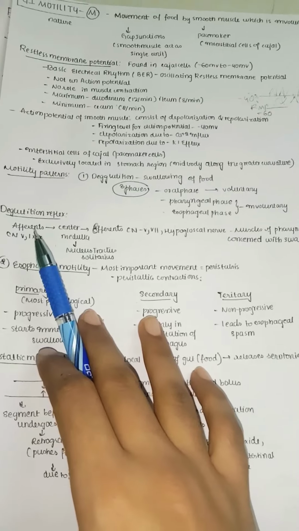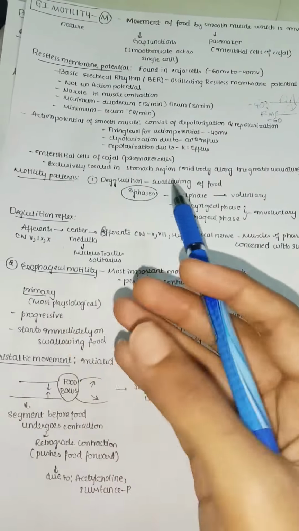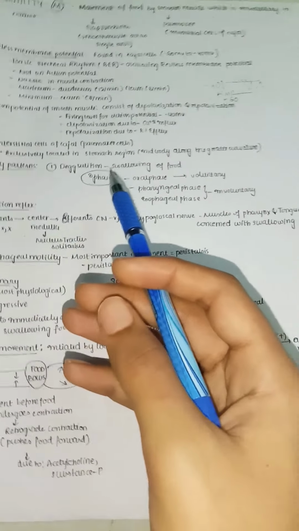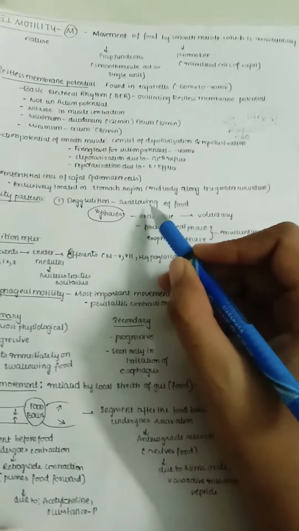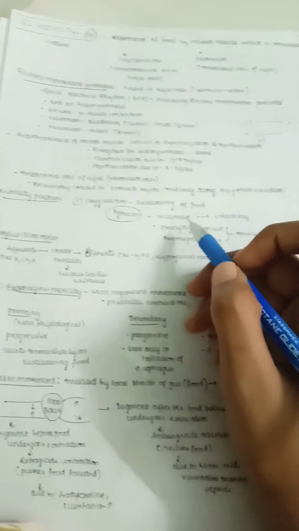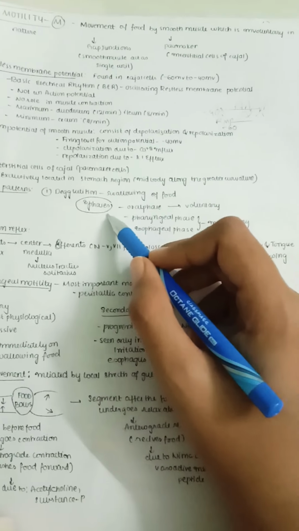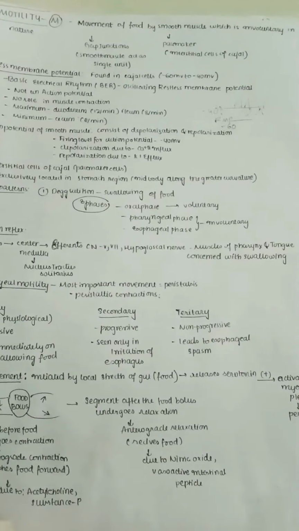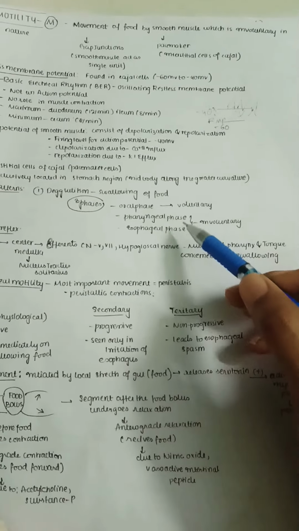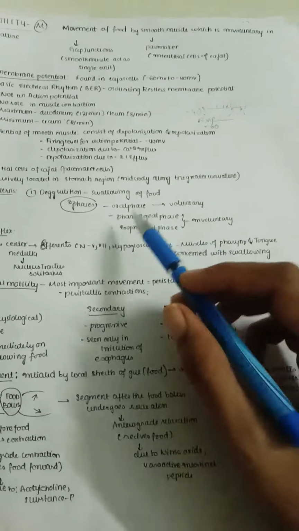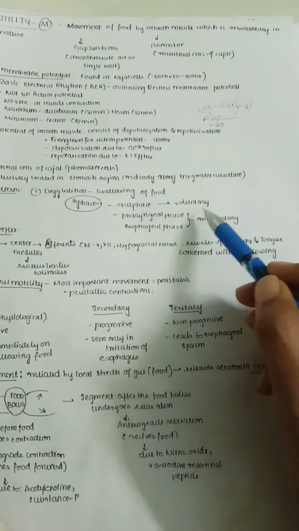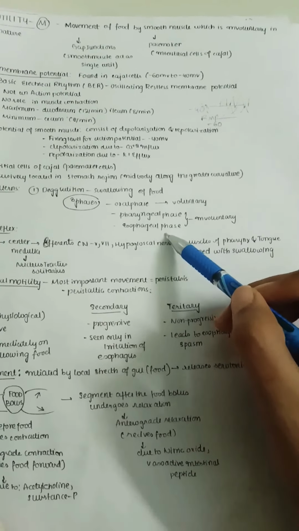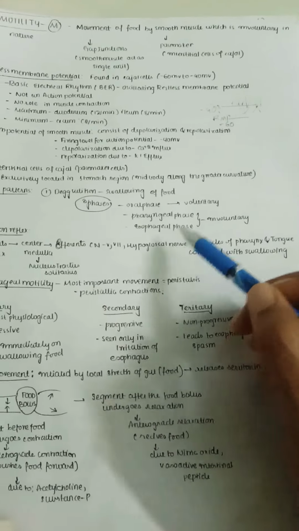Now let us see the motility patterns. The first motility pattern, whenever you eat food, is deglutition, also called swallowing of food. In swallowing, we have three phases. The first one is the oral phase, the second is the pharyngeal phase, and the third is the esophageal phase. The oral phase means in the mouth; it's voluntary, you can control it. Whereas the pharyngeal and esophageal phases are involuntary, you can't control them.